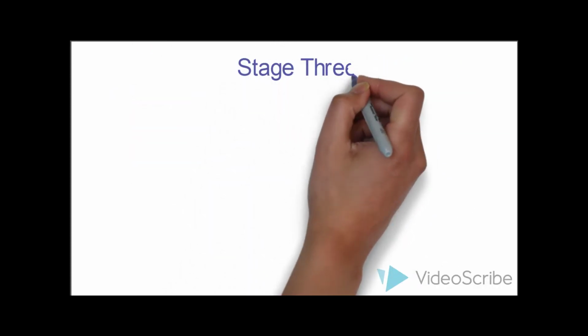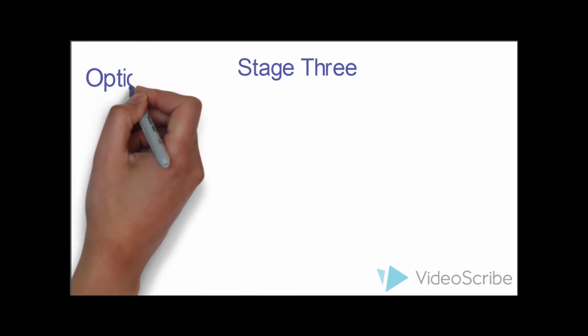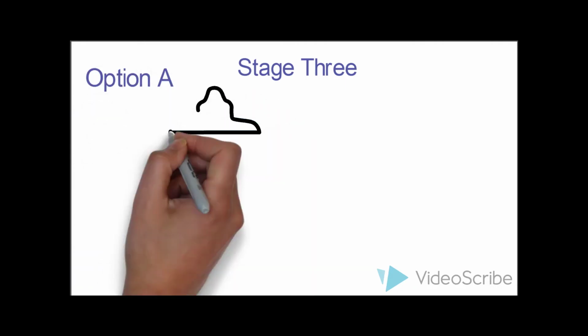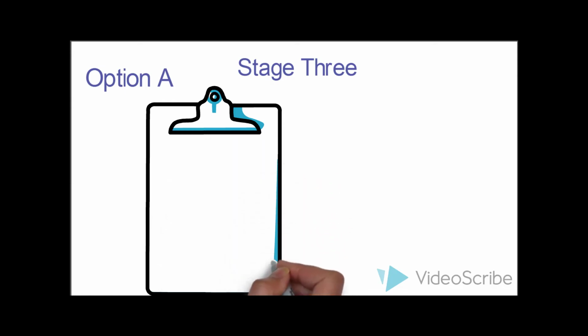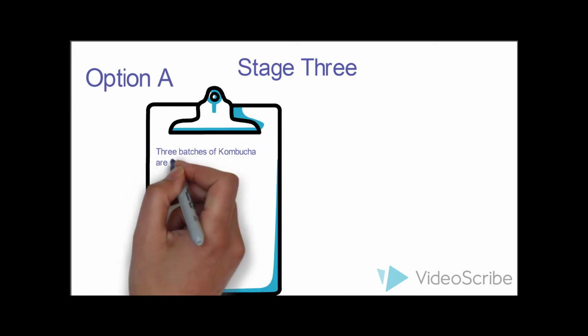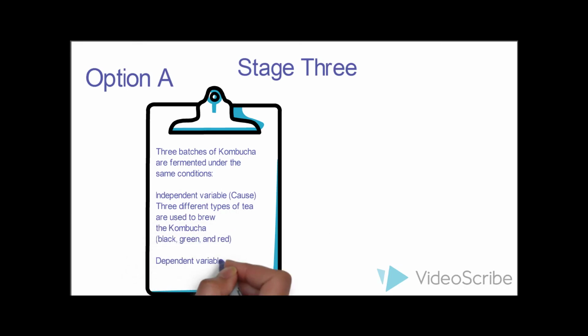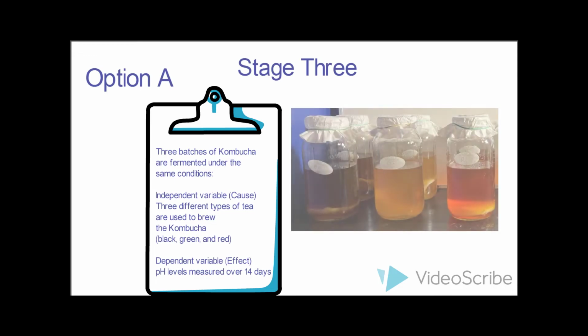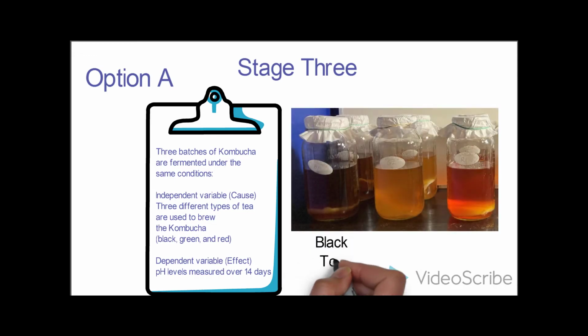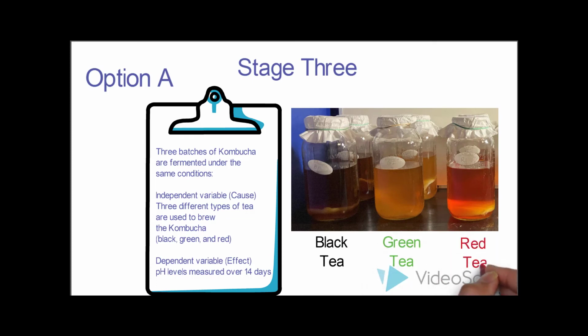So looking at stage 3 for option A in your methods of how you would fill a gap. So the experiment is going to be with 3 batches of kombucha. They're fermented under the same conditions, but the independent variable is different types of tea. The dependent variable is pH levels. That will measure over 14 days. So we're going to use black tea, green tea, and red tea.